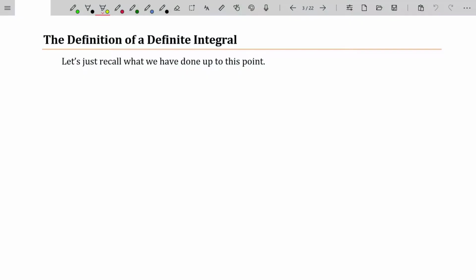Hello, my name is Roy Simpson, professor of mathematics at Cosumnes River College in Sacramento, California. This is the second video in a series on the definite integral. The first video was just a review of some very important summation properties that you need for integral calculus. At this point, we're now going to step into integral calculus with the definition of the definite integral.